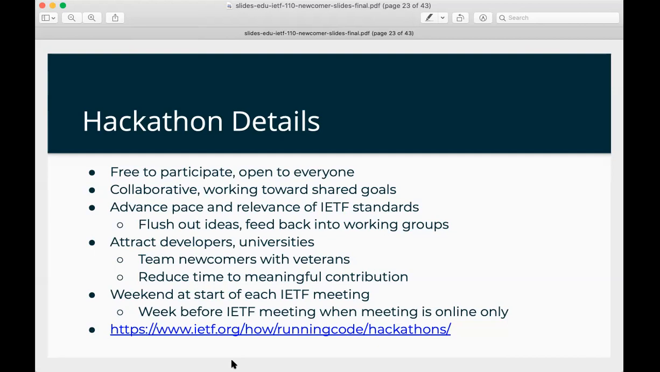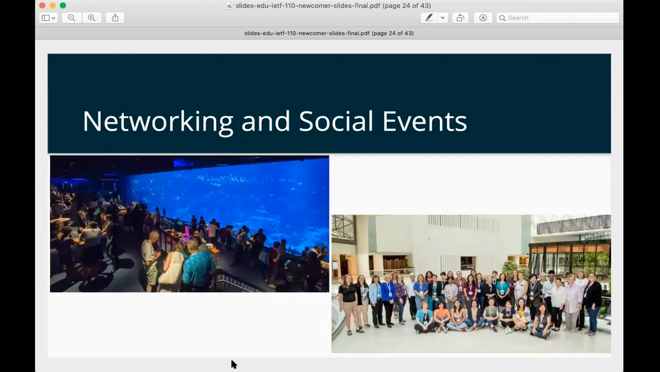And obviously it's not the weekend at the start of each meeting, it's the week before for virtual. So we do have some networking and social events. On the left is a social event that we had at a really fantastic aquarium a few years ago. And hopefully in the future, we'll be able to do things like that again soon.